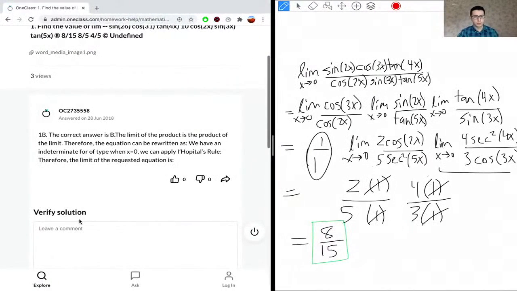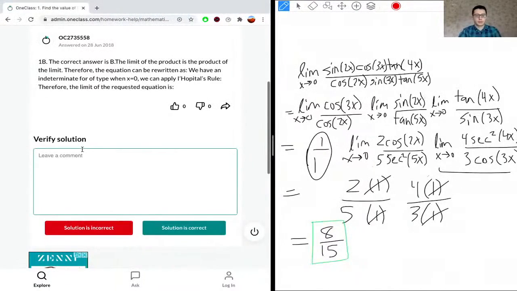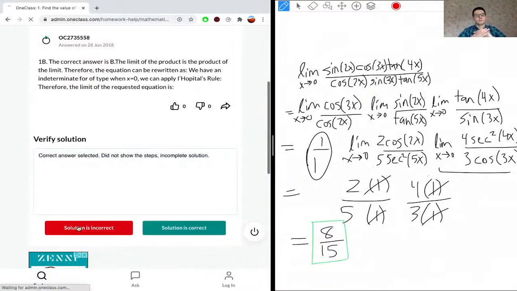They don't show their work, however. Correct answer selected. Did not show the steps. So the solution is incomplete.